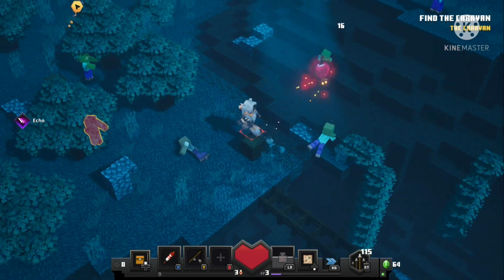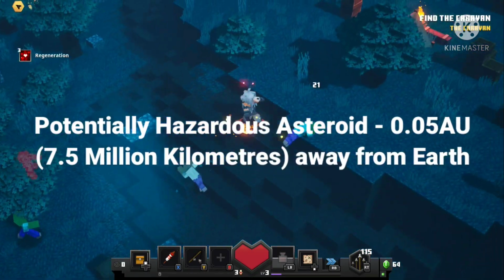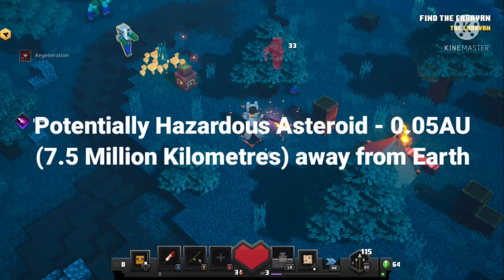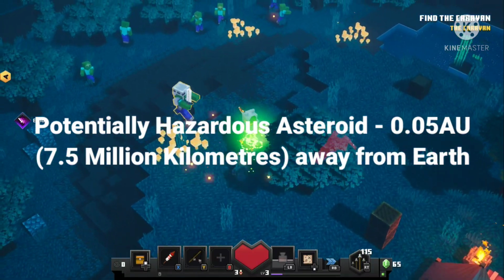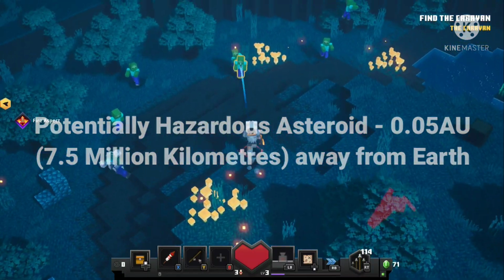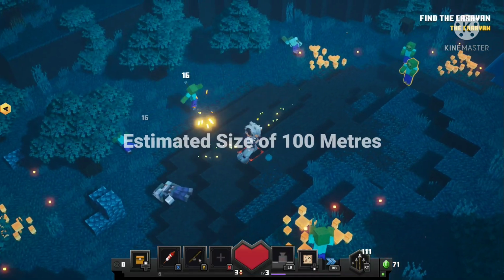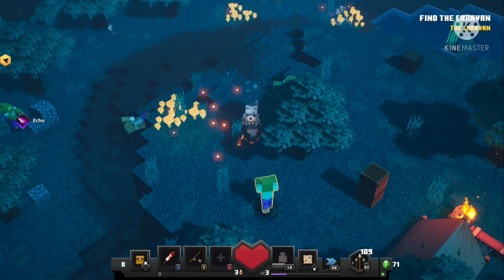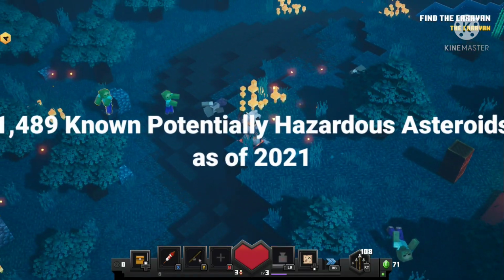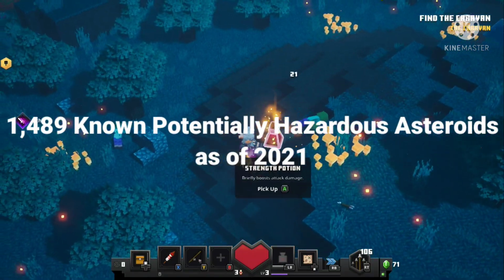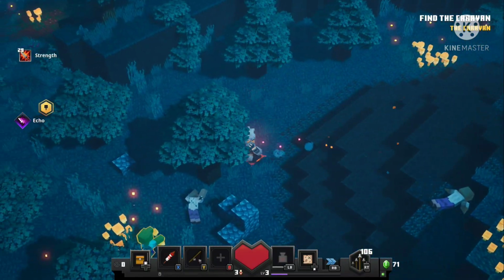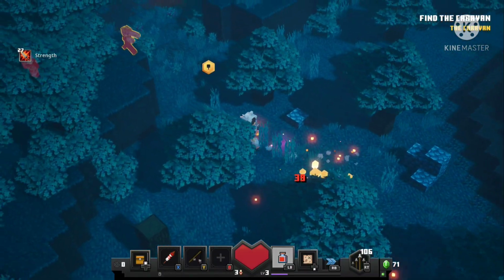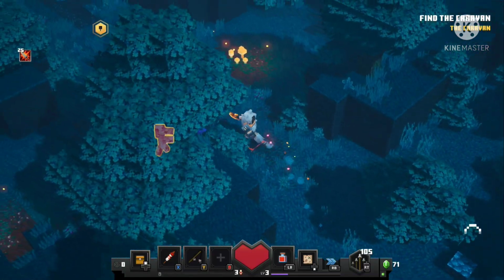Potentially hazardous asteroids are classified as being within 0.05 astronomical units (AU), around 7.5 million kilometers, of the Earth and have an estimated size of 100 meters. As of 2021, there are currently 1,489 potentially hazardous asteroids that have been confirmed by NASA. There could be as many as 4,200 unconfirmed hazardous objects that have the potential to hit Earth.